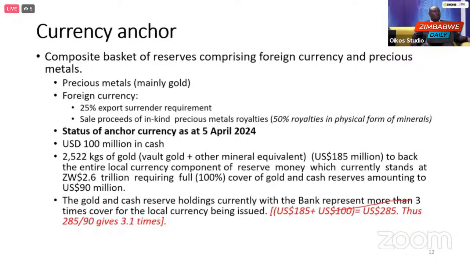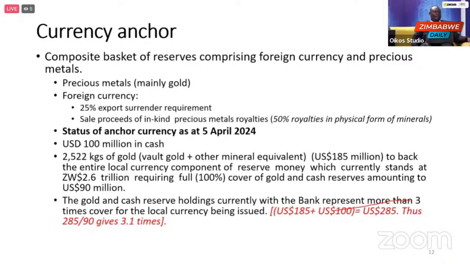Then number two, we've got foreign currency reserves. Where are these going to come from? Mainly from the exports, the 25% export surrender requirement, and also sale proceeds of in-kind precious metals royalties. There's now a possibility that you can pay 50% royalties in the form of minerals, which means the central bank can actually sell those minerals to transfer to what? The foreign currency.